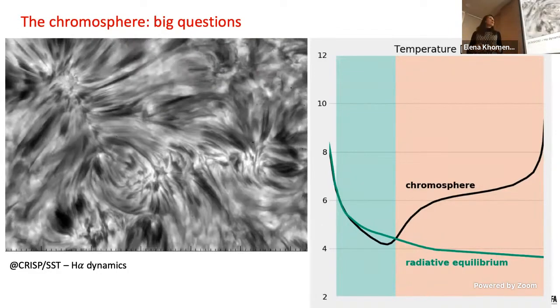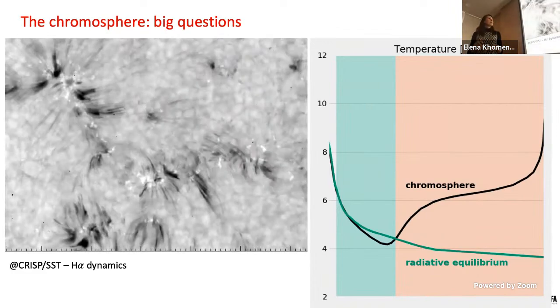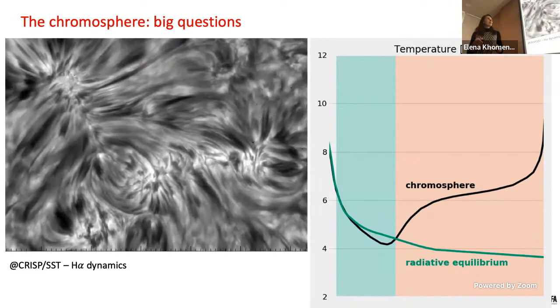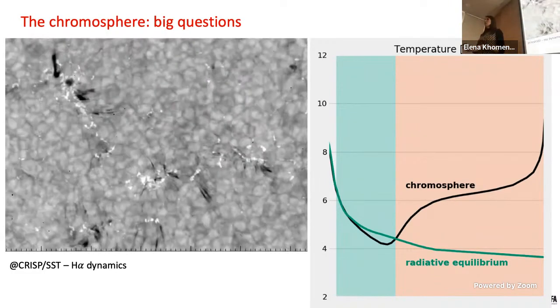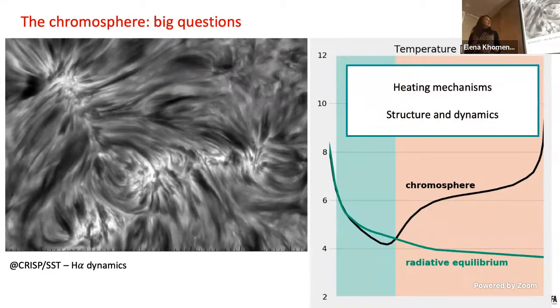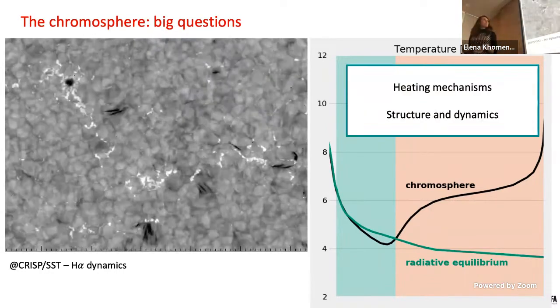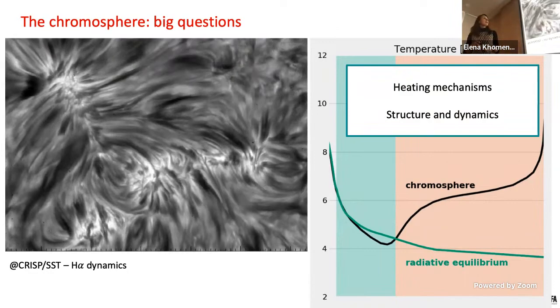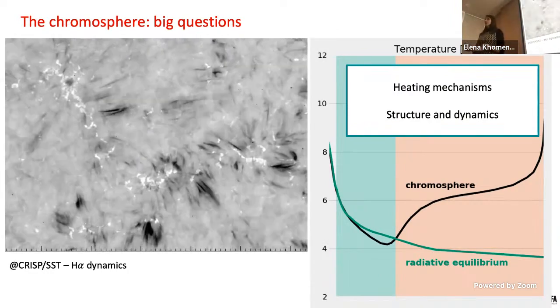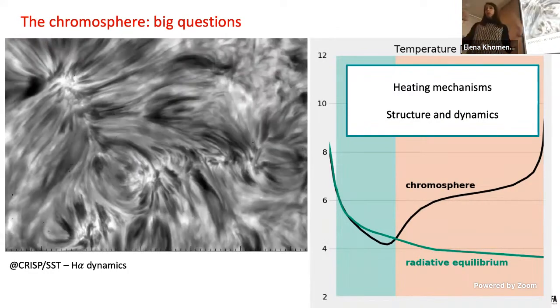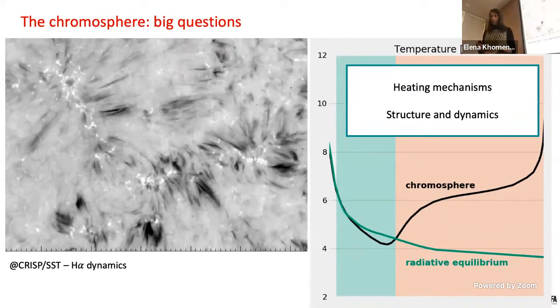So the question here is how to explain this chromospheric rise. And then finally, why do we have a transition region and the hot corona? So there are big questions about the chromosphere, about the heating mechanisms, and about the structure and dynamics. And this is what we globally try to answer in our project.